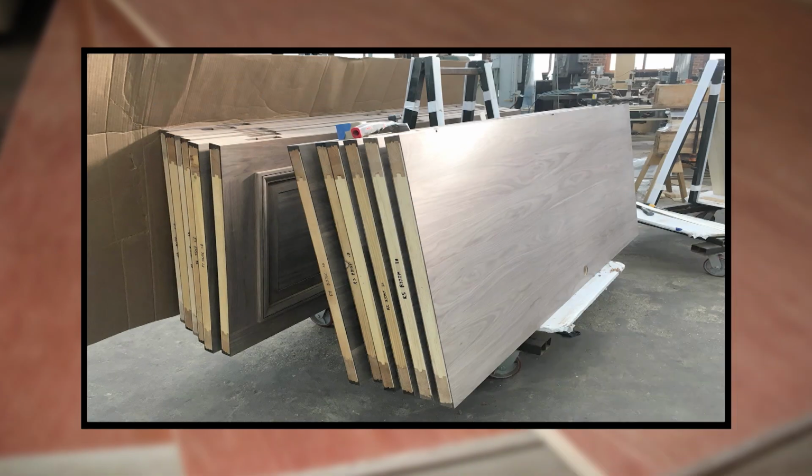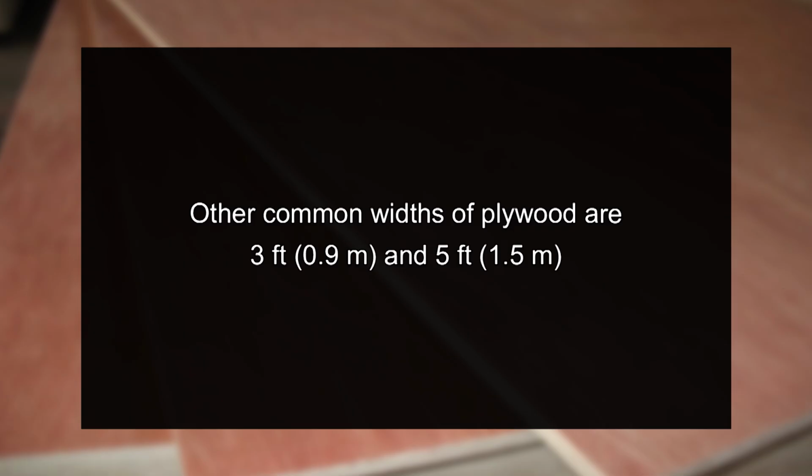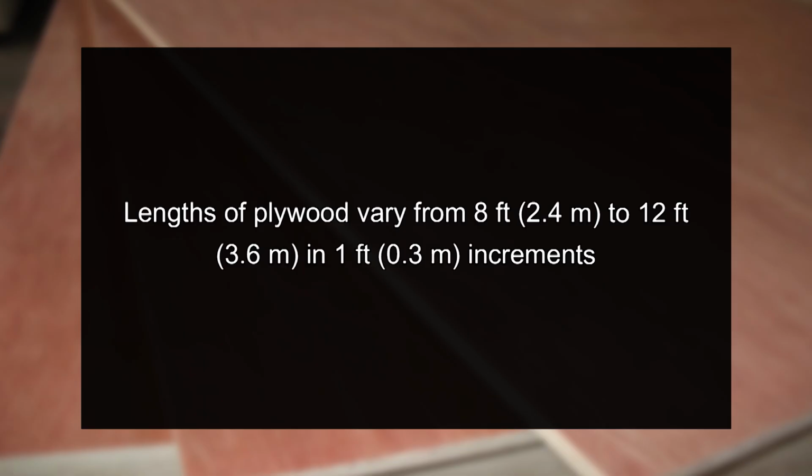For example, the face and back must be of equal thickness. Likewise, the top and bottom cross bands must be equal. The most common size for plywood sheets used in building construction is 4 feet wide by 8 feet long. Other common widths are 3 feet and 5 feet. Lengths vary from 8 feet to 12 feet with 1 foot increments.